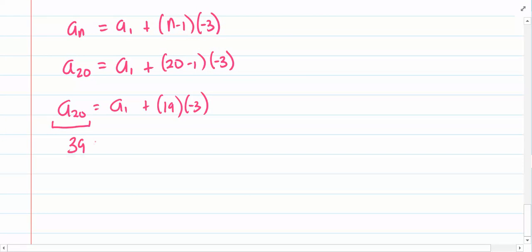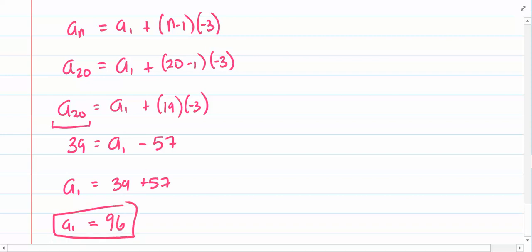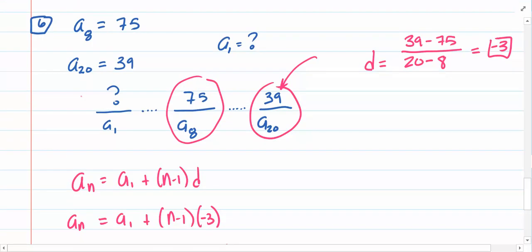So 39 has to be a sub 1, the very first term, minus 19 times negative 3. Negative 57. Good. So what are we going to do now? Add to each side. Very good. So a sub 1 equals 39 plus 57, for a grand total of 96. Awesome. And doesn't it make sense that this would be bigger than 75? Therefore, it is 96.